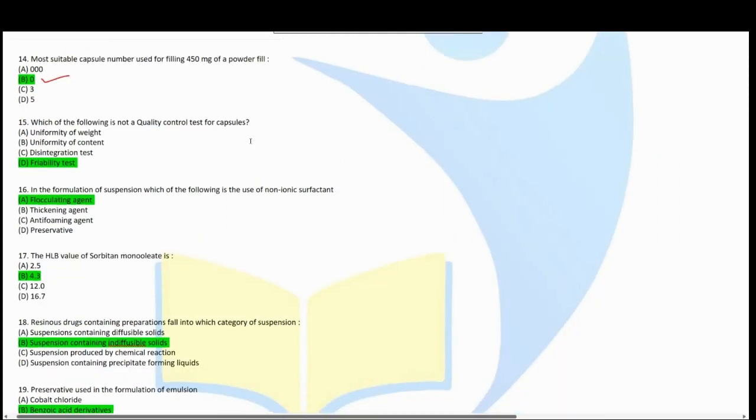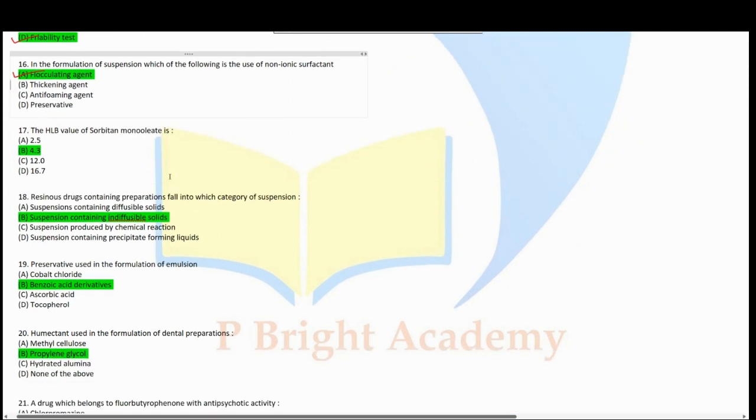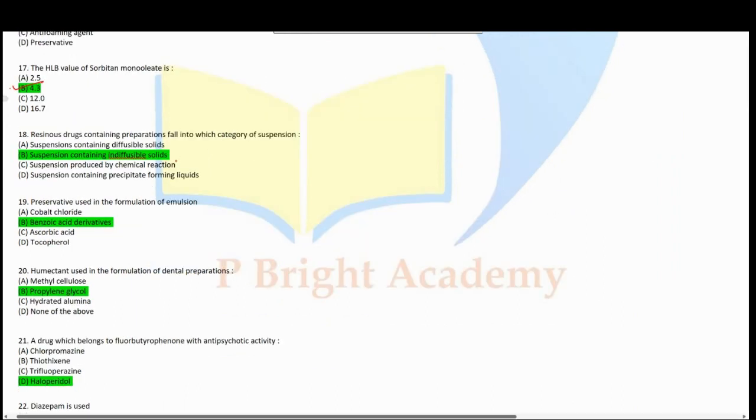Capsule number 0. Which of the following is not a quality control test for capsule? Answer is option D, friability test. In the formulation of suspensions, which of the following is the use of non-ionic surfactant? Answer is option A, flocculating agent. The HLB value of sorbitan monolaurate is option B, 8.6.